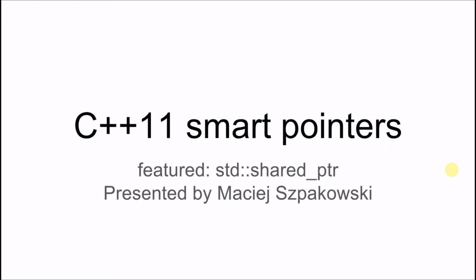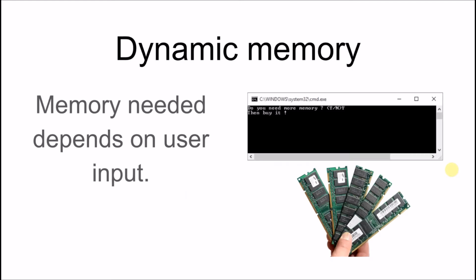I will talk about a new smart pointers technology that is with us since C++11 standard. I will focus on shared pointer, which is one of the smart pointers. We don't know how much memory we need at compile time, therefore we have to use dynamic memory allocation and heap.